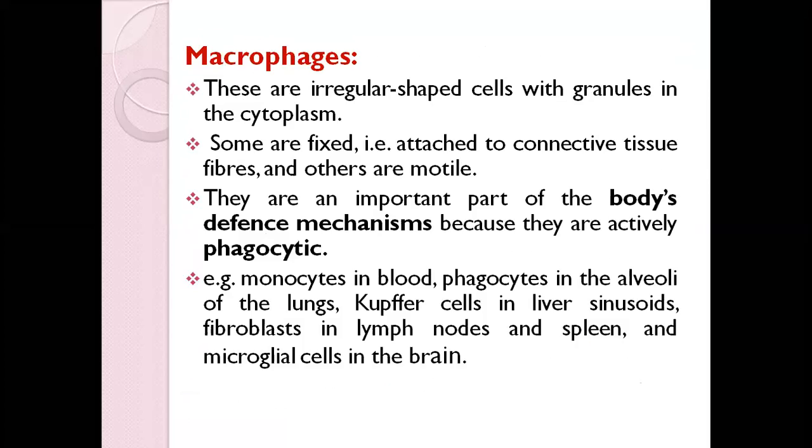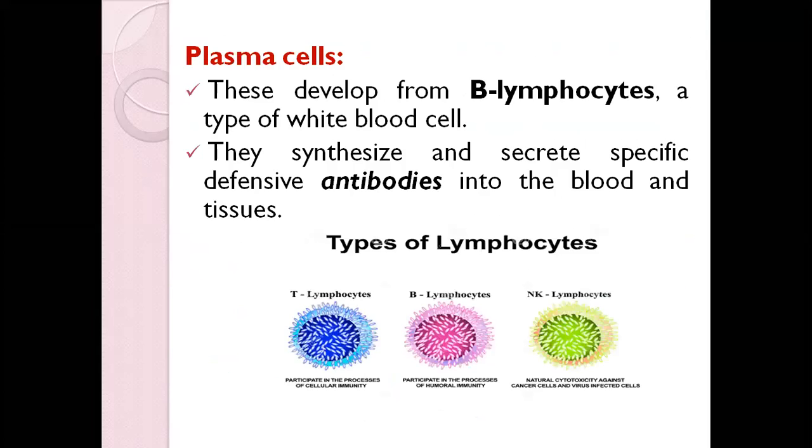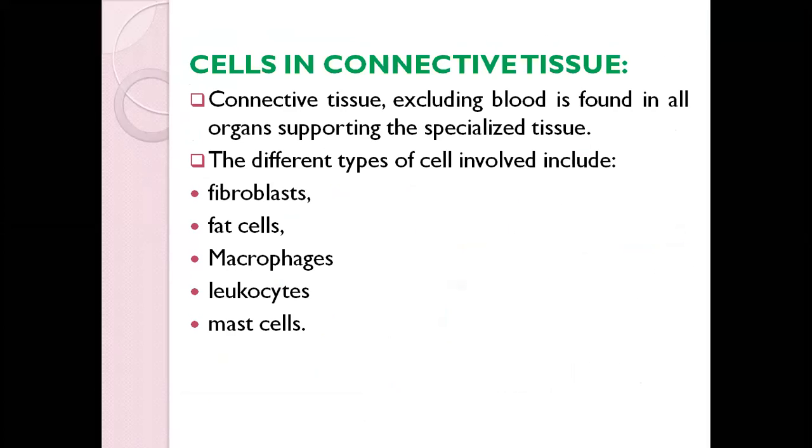In the next class we will discuss the types of connective tissue. Under connective tissue we have these types: loose connective tissue, adipose tissue, lymphoid tissue, dense connective tissue, cartilage, bone, and the fluid connective tissues. I hope everyone is clear with the cells in the connective tissue.